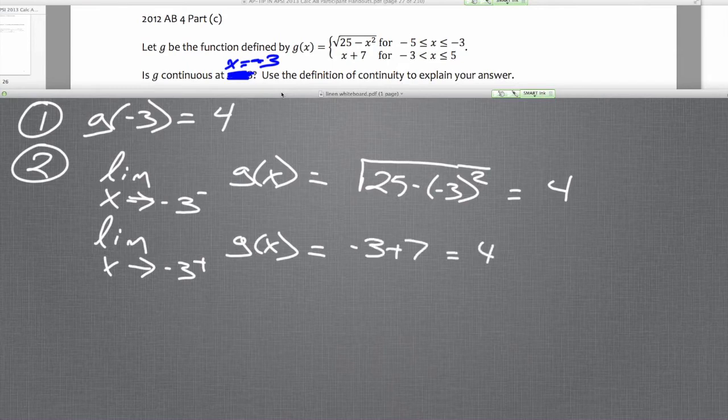which gives me 4. So, since my limit from the left and my limit from the right are both 4, what does that mean? Oh, I have to say limit something. 4. The limit's 4. That's what I'm looking for.